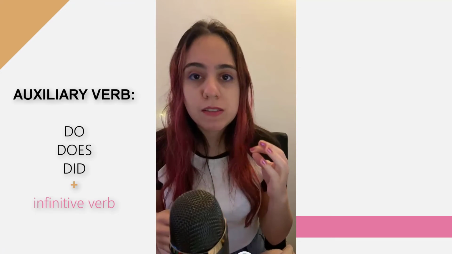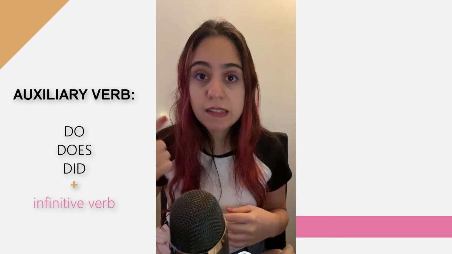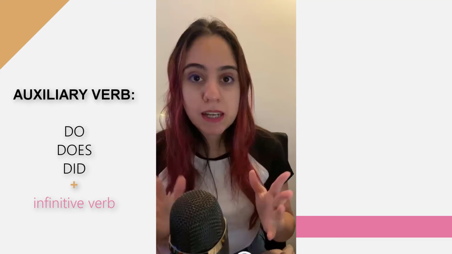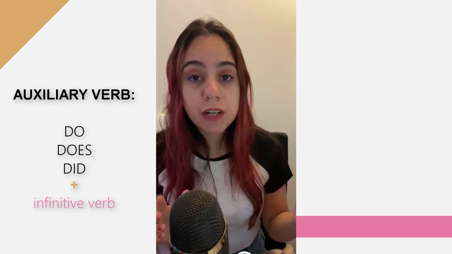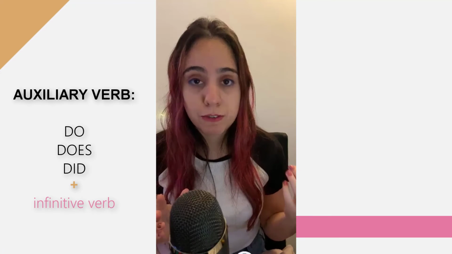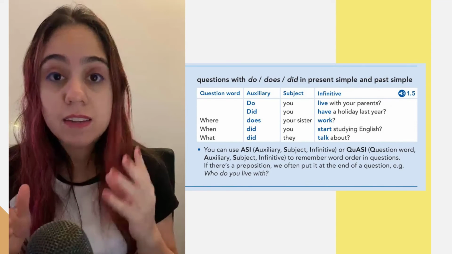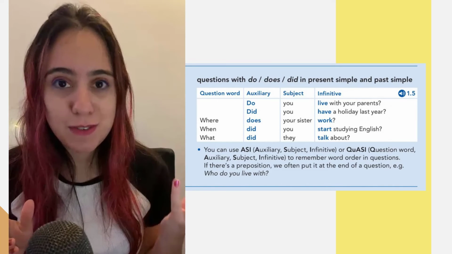However, some sentences have neither the verb to be nor a modal verb. If this is the case, then we will need an auxiliary verb. Auxiliaries can be either do, does, or did. And please remember that whenever we use an auxiliary verb, the main verb also goes in its infinitive form. If that is the case, the formula we will be using is the following. First the auxiliary, then the subject, and then the main verb in its infinitive form.